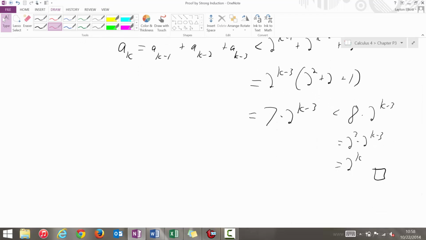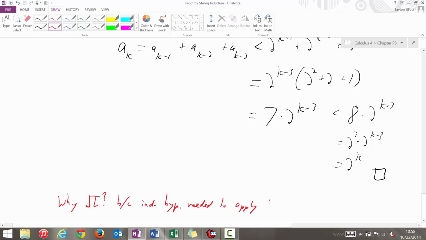Question here of why strong induction. And the reason is because the inductive hypothesis needed to apply to k minus 1, k minus 2, and k minus 3. So, that's it.